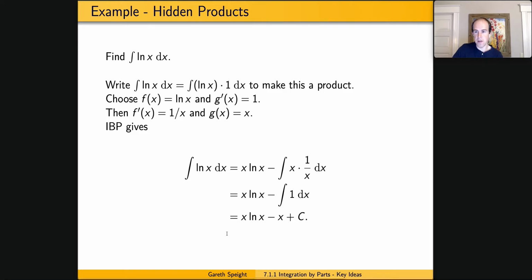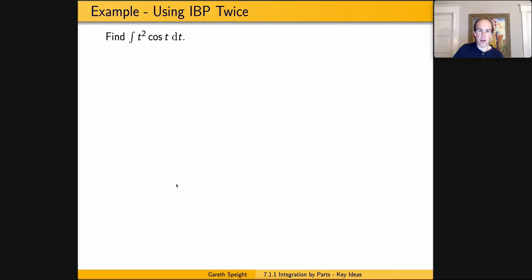Okay, so here is a hidden product. If you have something that doesn't look like a product, but it is something that gets simpler as you differentiate, you can always try to write it as that thing times 1 and do integration by parts that way. Doesn't always work, but it works in a few examples. Okay, another technique is sometimes we might have to use integration by parts twice.